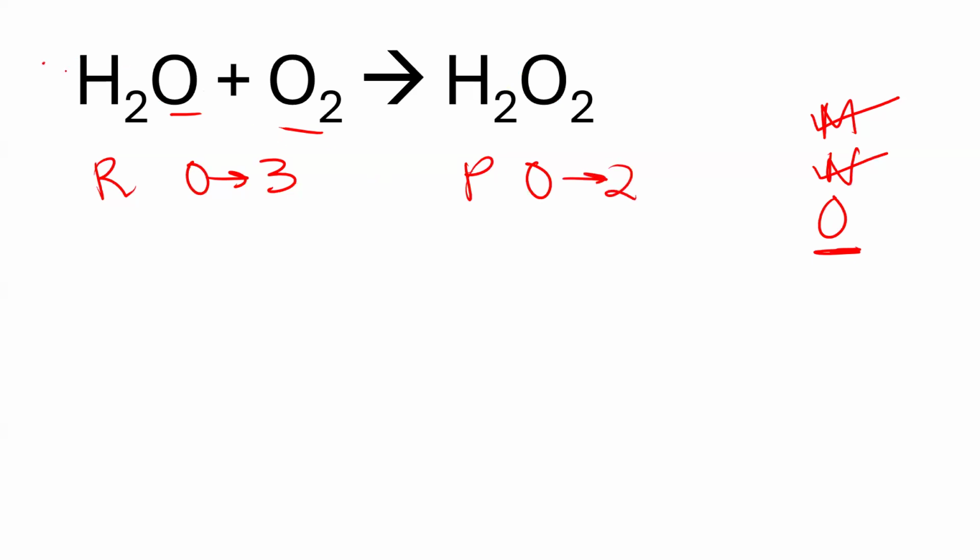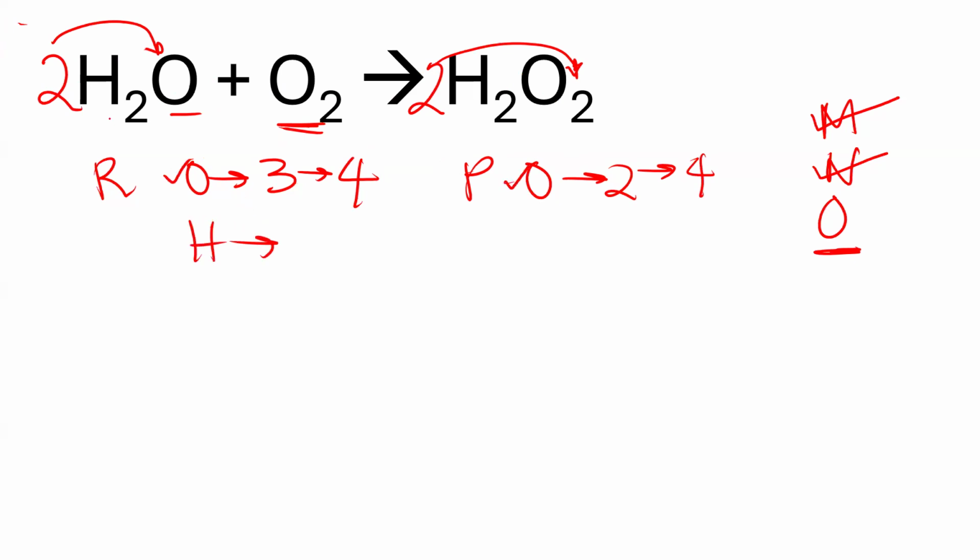So if we place 2 here and we place 2 here, that makes this one 2 times 1, 2 plus 2, that's 4. And 2 times 2 for our oxygen, we get 4 on the product side as well. So that balances the number of oxygen atoms in the chemical equation.